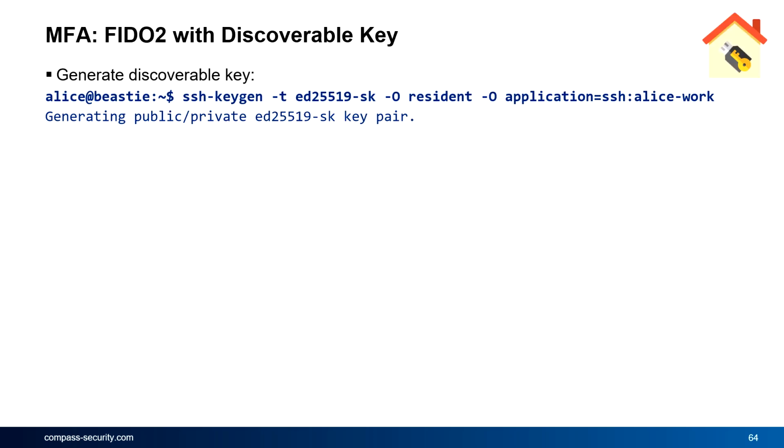So this here is an example of how you can use discoverable keys. First, you have to generate such a key using ssh-keygen. You define the key type with the -sk at the end for security key. Then you explicitly say you want to generate a resident key, so that some part of the key is stored on the authenticator as well, and you can copy it back to your client. And then you can define an application name. In this case, it's the SSH key for Alice work.